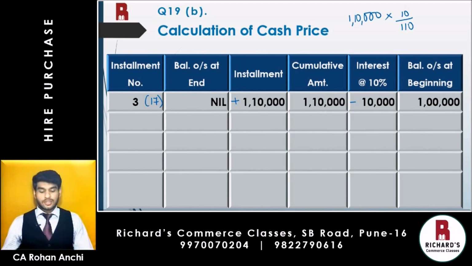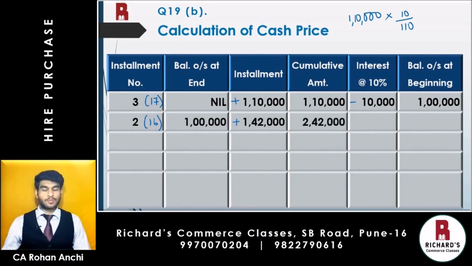Then moving further, installment number 2, which will be for the year 2016. Balance outstanding at the end will be that 1 lakh rupees. Second installment was rupees 1,42,000. Therefore, adding up the two, we get cumulative amount as 2,42,000 rupees.